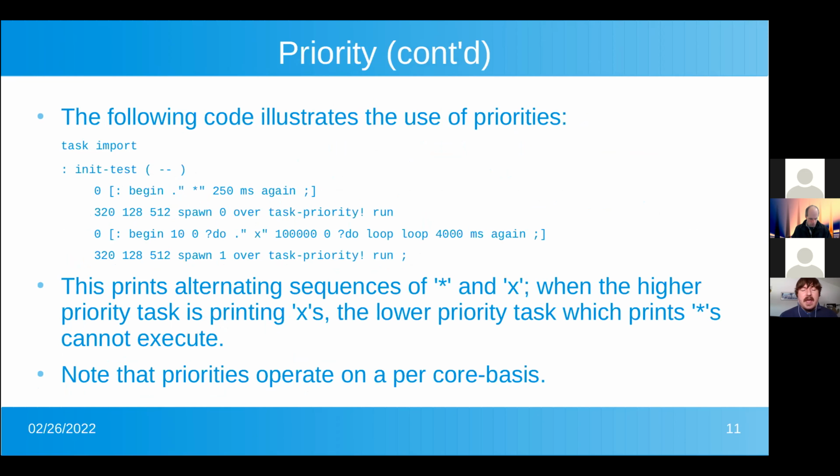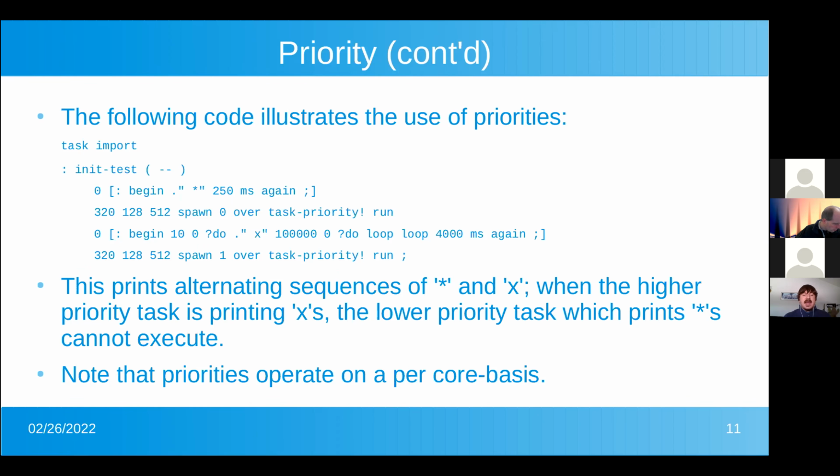And here's a simple example where it outputs alternating sequences of asterisks and Xs because when the task that outputs Xs is running, it has full control over the CPU aside from interrupts, and because it is of a higher priority. As we see, it has a busy loop to prevent giving up control, whereas the other task always gives up control of the processor.